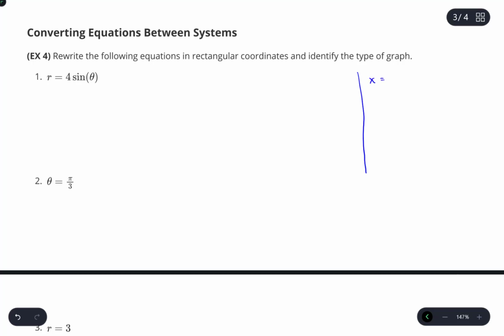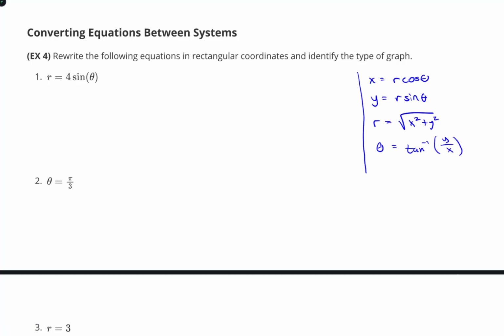So, x equals r cosine theta, y equals r sine theta, r equals the square root of x squared plus y squared, and theta equals the arctangent of y over x. We use these transformations within these problems. So let's look at our first one.